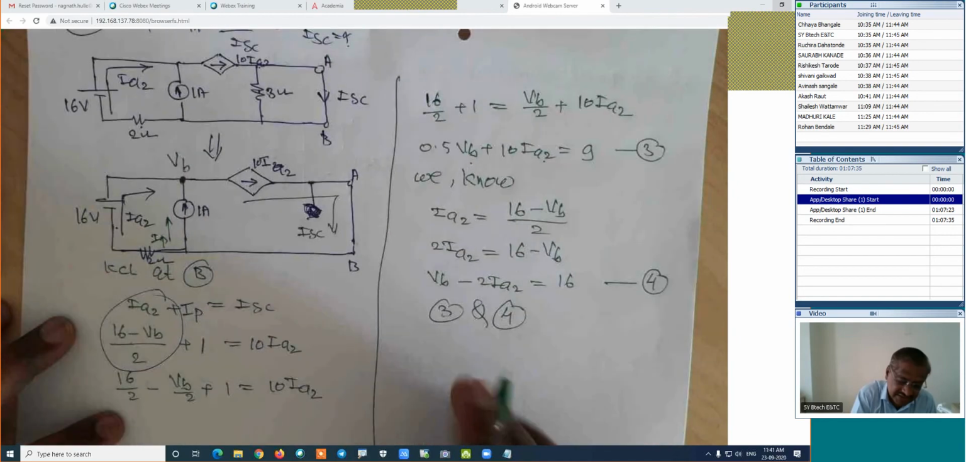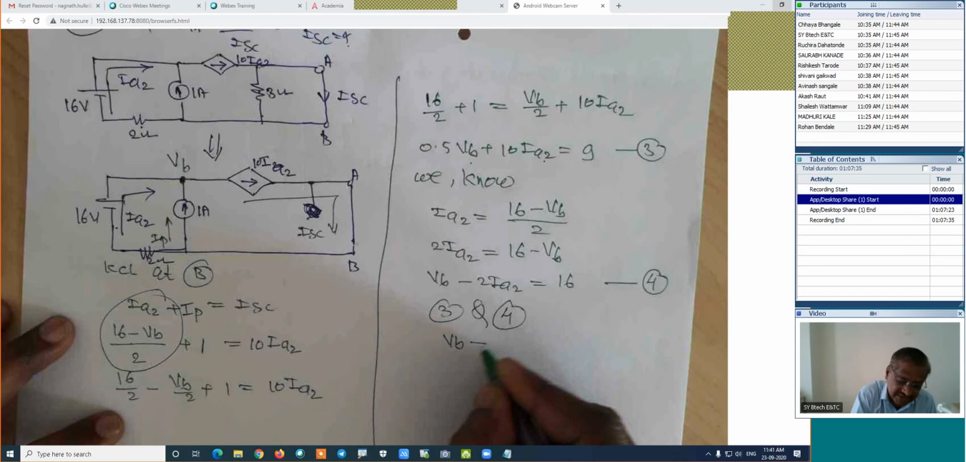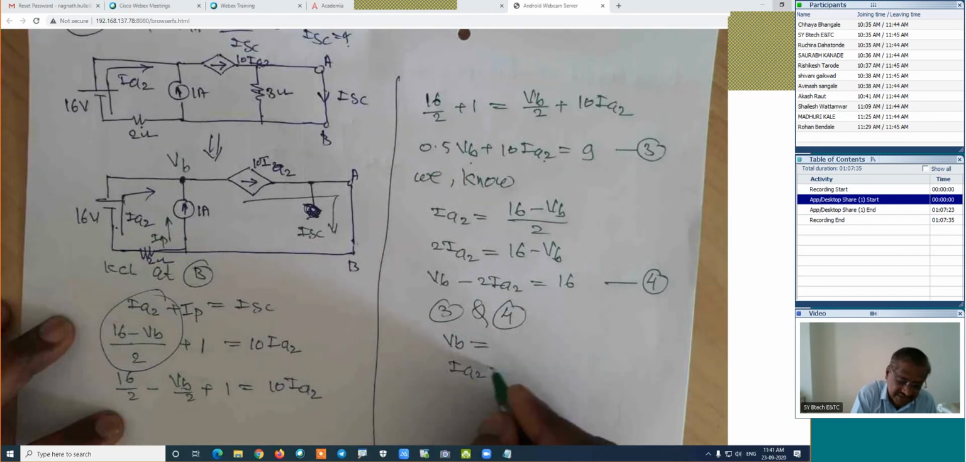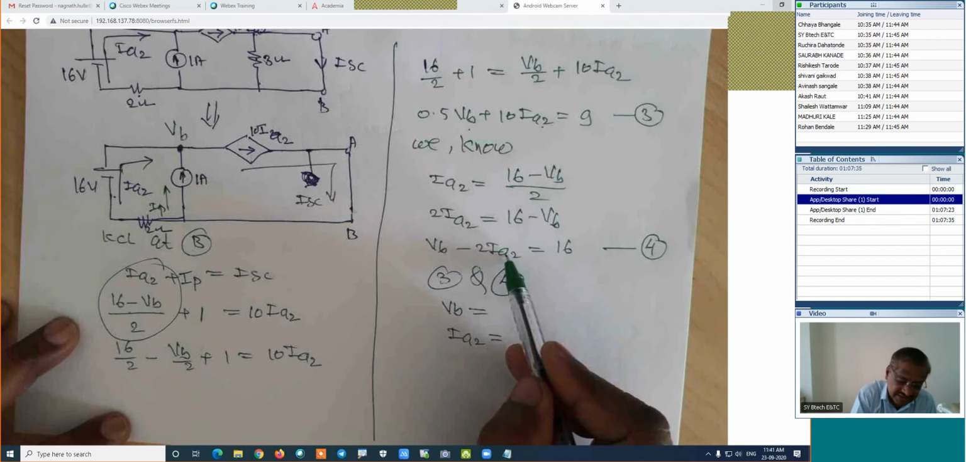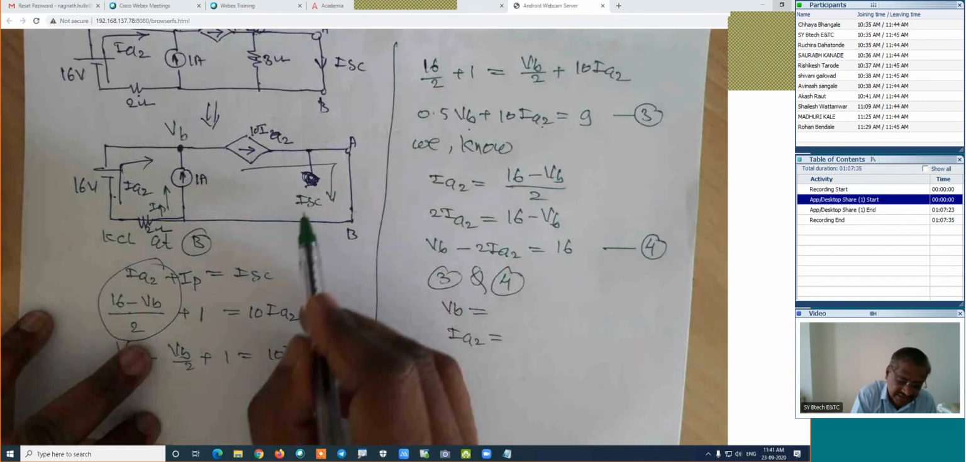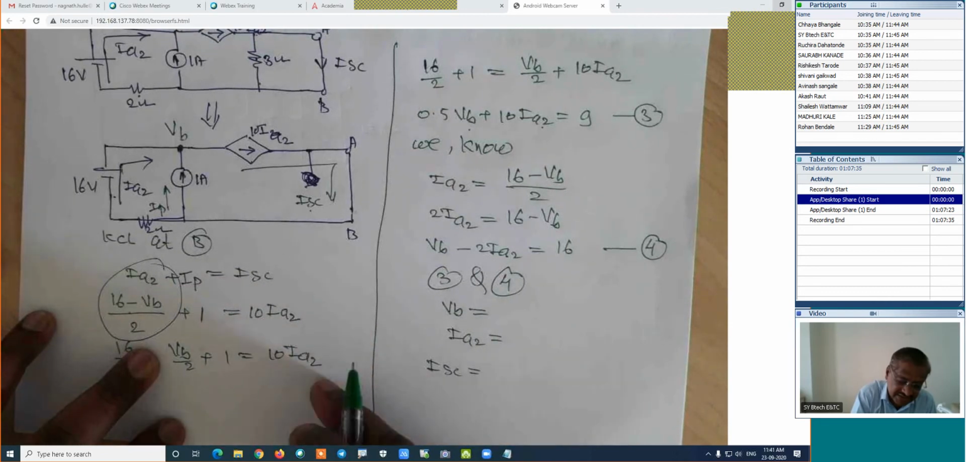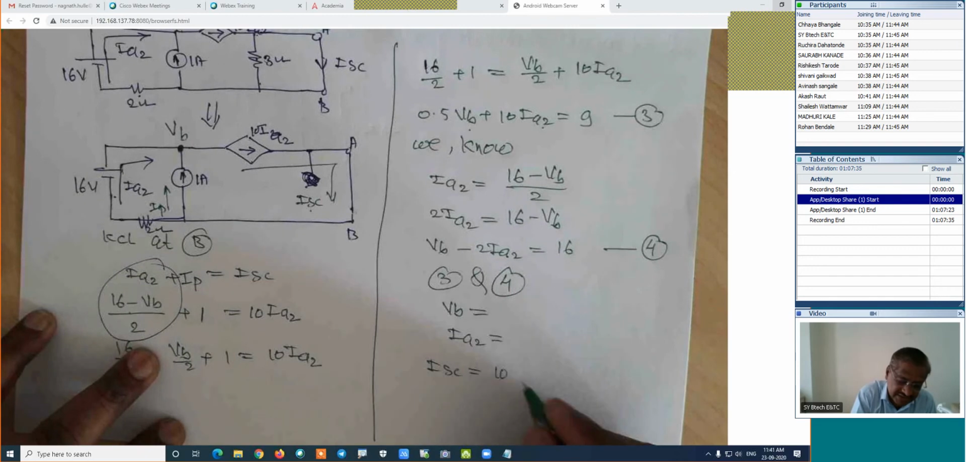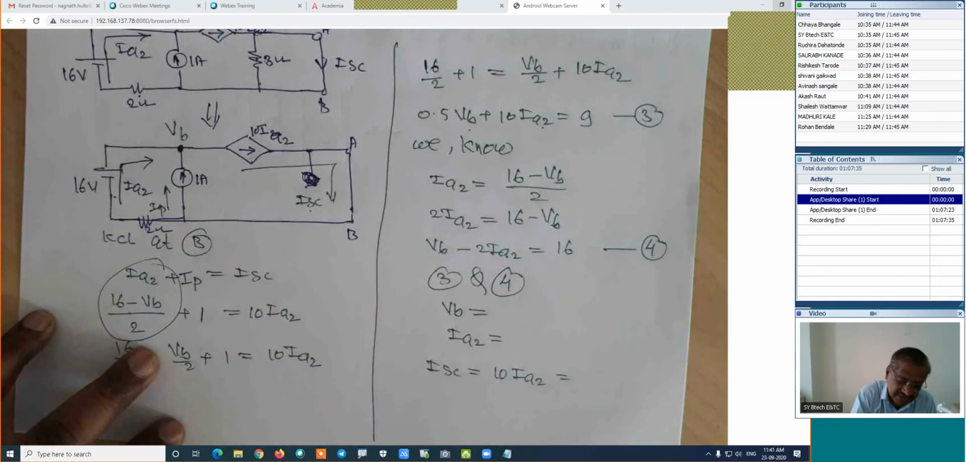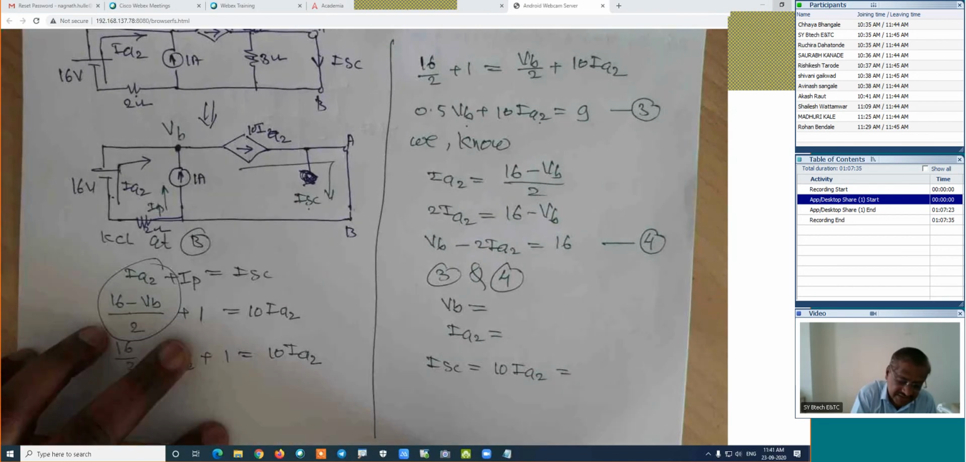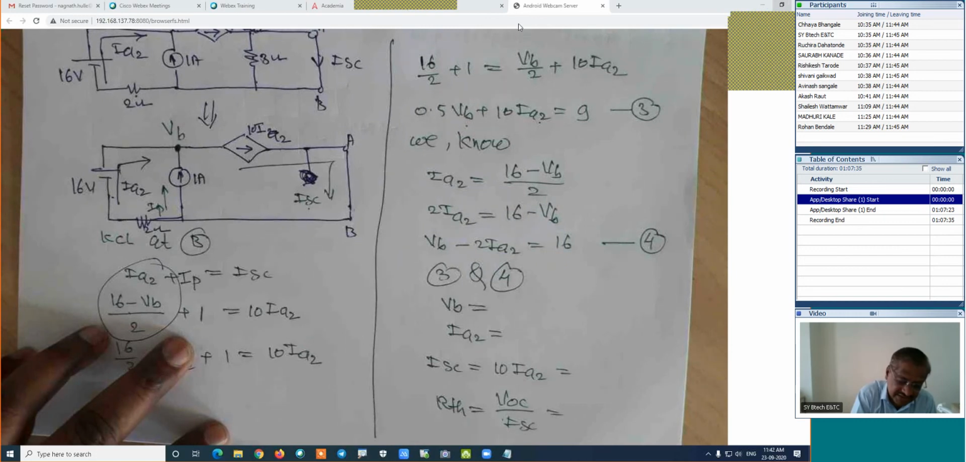Calculate the value of VB and IA2. Find out these values fast. If we know VB and IA2, what value are we interested in? ISC, that is the short circuit current. What is the short circuit current? It is 10 into IA2. And if we know this, then we can find RTH, which is VOC upon ISC. How much is this calculation? Can anyone do this calculation? Yes, anyone?